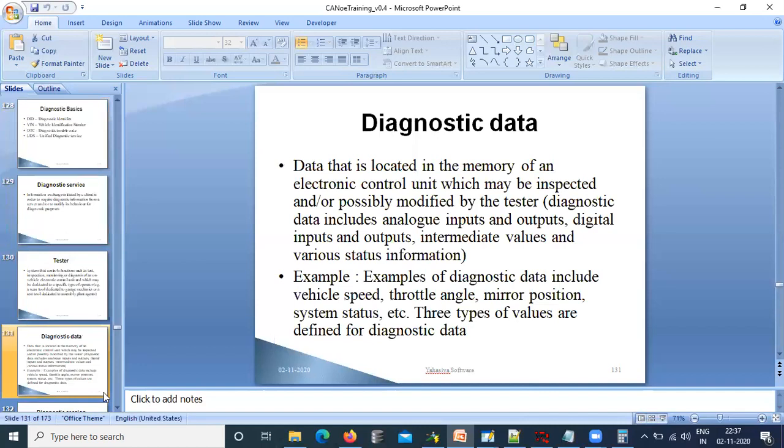Diagnostic data. The diagnostic data is located in the memory of an electronic control unit, which may be inspected or possibly modified by the tester. Diagnostic data includes analog inputs and outputs, digital inputs and outputs, intermediate values, and various status information. Examples of diagnostic data include vehicle speed, throttle angle, mirror position, system status. There are three types of values defined for diagnostic data. What are those?